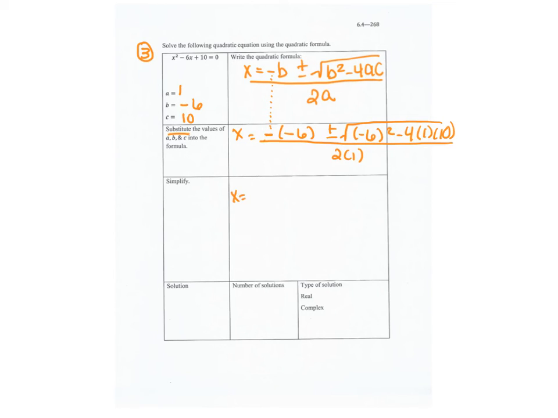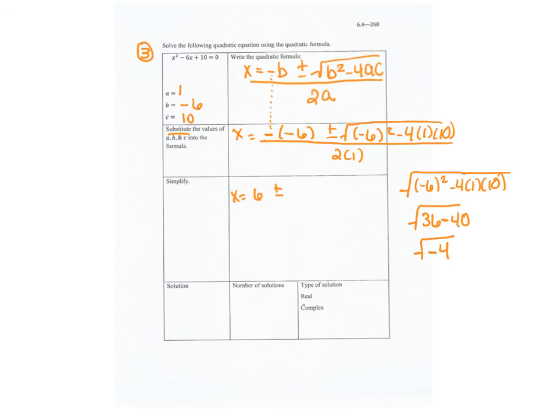Simplify. x equals a negative negative 6, and the opposite of negative 6 is positive 6, plus or minus. I'll come over to the side and simplify this: negative 6 squared minus 4 times a times c. So I've got the square root of 36 minus 40. I've got the square root of negative 4.